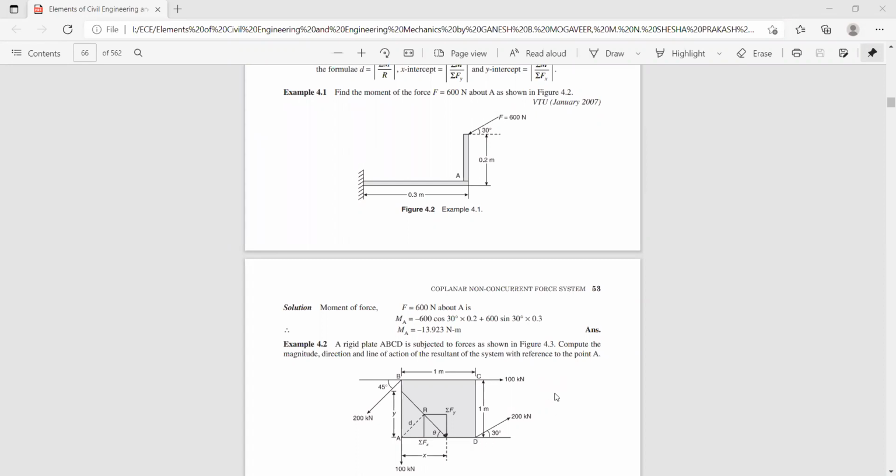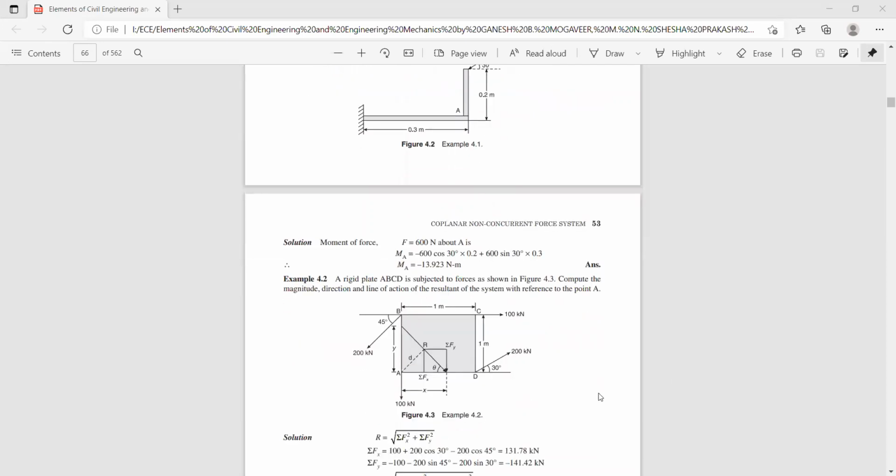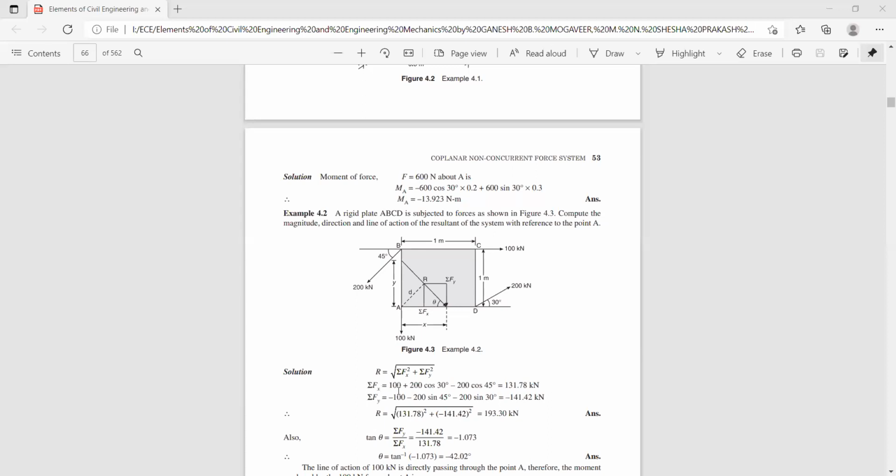So similarly, sigma f of y. Sigma f of y is the sum of the vertical components. So this vertical component is acting in the downward direction, that is minus 200 sin 45 plus, so this is acting upwards, correct? 200 sin 30. So minus 200 sin 45 plus 200 sin 30. So let us check whether the answers are correct. Now you can see here, sigma f of x is 100 plus 200 cos 30 minus 200 cos 45.